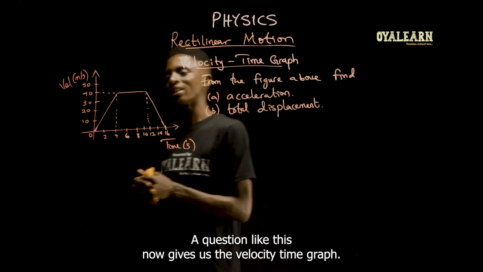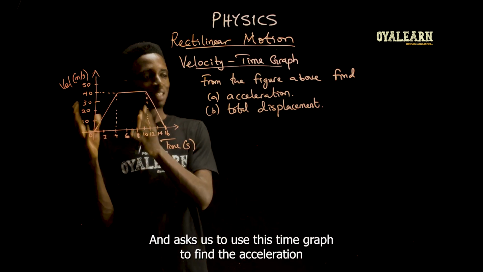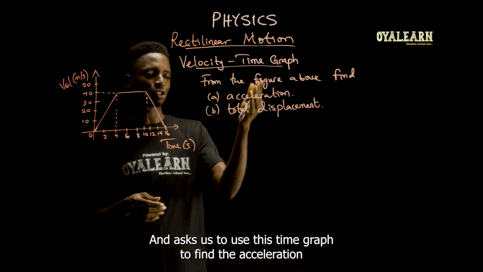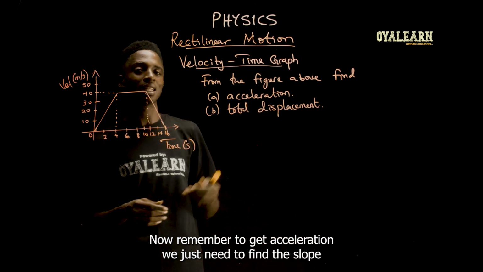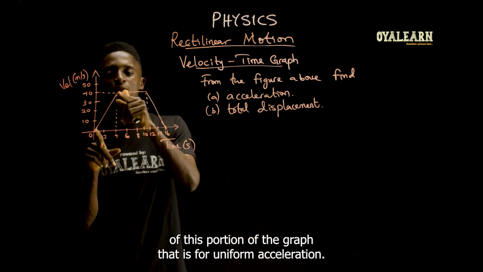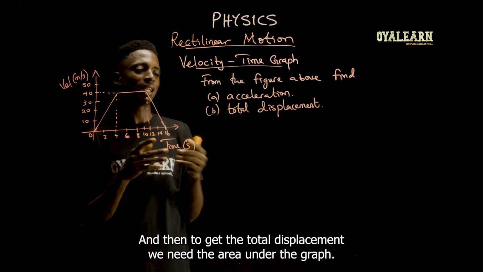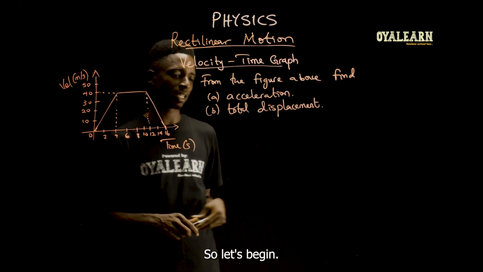A question like this now gives us the velocity time graph and asks us to use this velocity time graph to find the acceleration and then total displacement. Now remember, to get acceleration, we just need to find the slope of this portion of the graph, that is for uniform acceleration. And then to get the total displacement, we need the area under the graph. So let's begin.